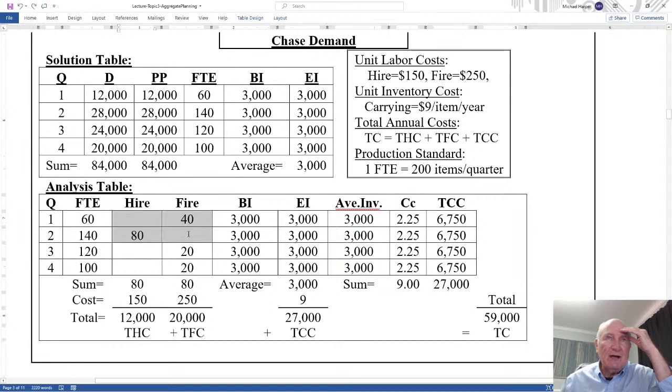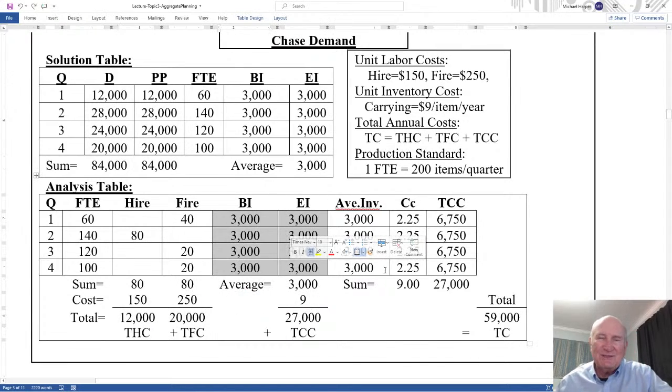So here I have my hire and fire. I add that, and notice since my beginning and annual inventory is going to be the same, then what you hire and fire should also be the same. And so you multiply by the hiring and firing unit cost, and there's your total hiring and firing for the year. Now when I bring down my inventory, well, this is easy.